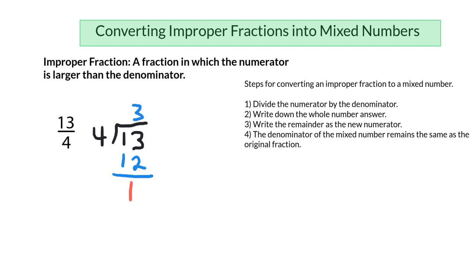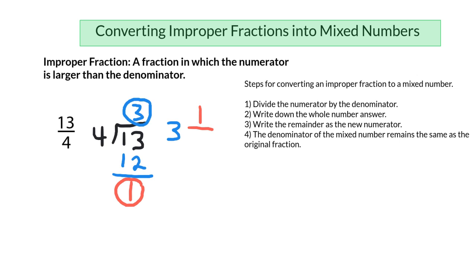If you look at step 2, it says write down the whole number answer. The whole number answer is going to become the first part of our mixed number, the whole number portion. So this 3 was our whole number answer, and 3 is going to be the first portion of our mixed number. Now, the next step says to write the remainder as the new numerator. Going back to our long division, you can see that 1 was our remainder. So this 1 is going to be the numerator of the fraction portion of the mixed number.